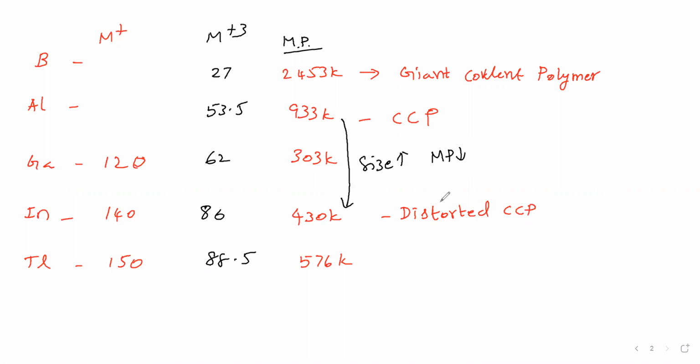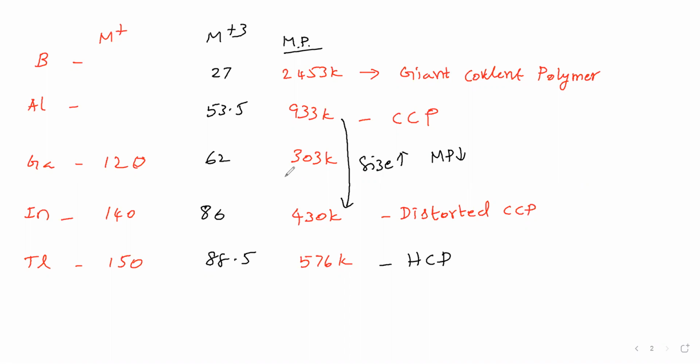Distorted in the sense deviation from regular geometry, some deviation from regularity. Thallium comes under hexagonal close packed structure, therefore a different melting point. Also in thallium, the inert pair effect and lanthanide contraction effect are there; the 4f14 shows very poor screening effect. Because of that, metallic bond strength will be high. Therefore, the melting point is high.